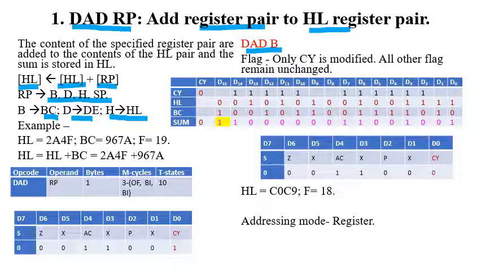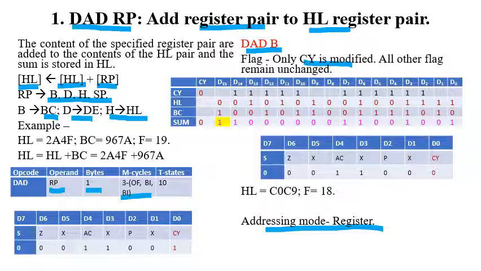It is a 1-byte instruction which requires 3 machine cycles, 1 opcode fetch and 2 bus idle cycles. The operand is in register pair, so the addressing mode is register addressing mode. After addition, only carry flag is modified, all other flags remain unchanged.